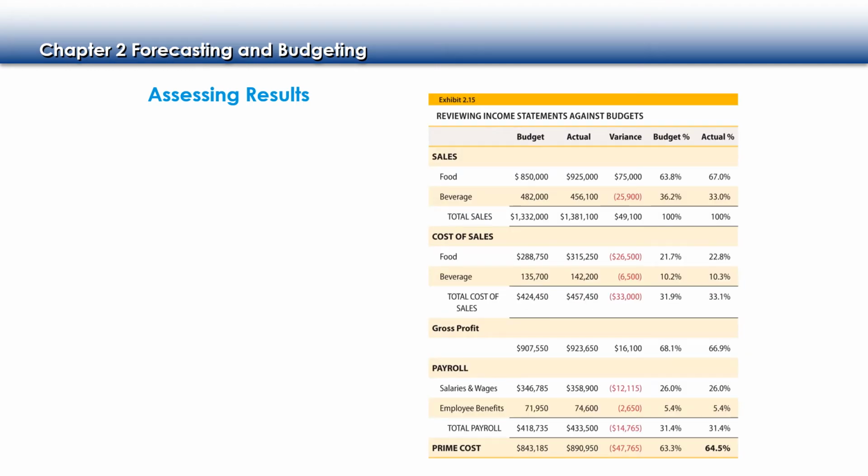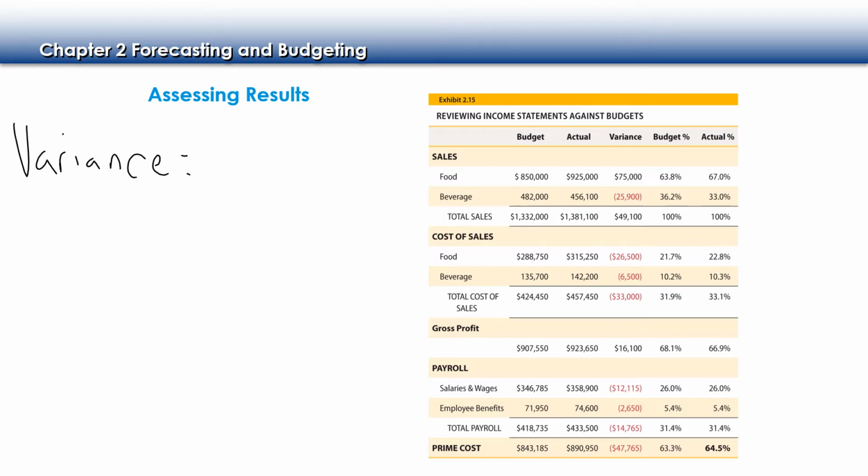So when it comes to assessing the results, we need to have two pieces of the puzzle. One, what amount did we budget? And two, what is our actual performance? So now we look at our income statement, we're comparing it against our budget. And so what we try to find is called our variance. Variance is just another way of saying difference.